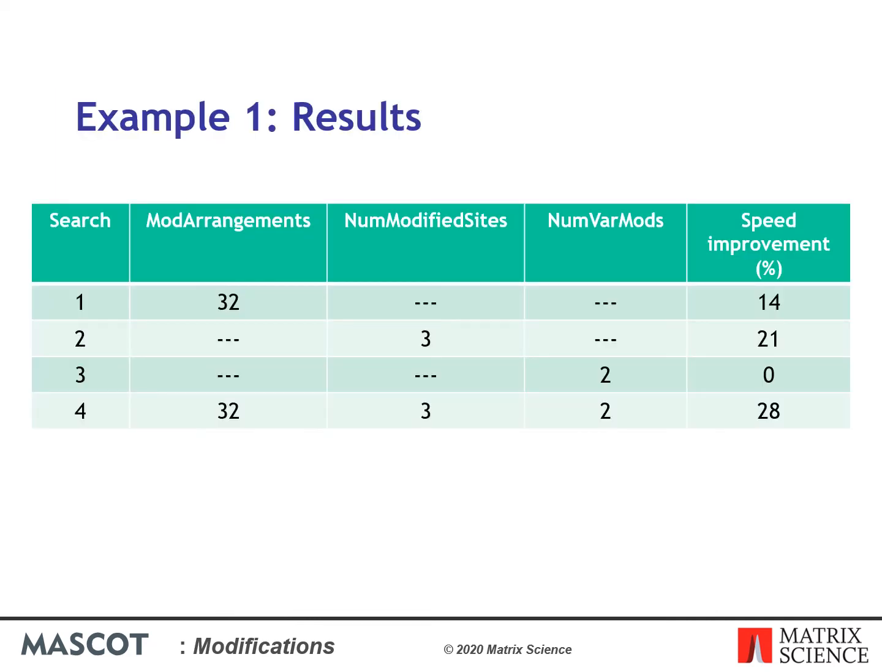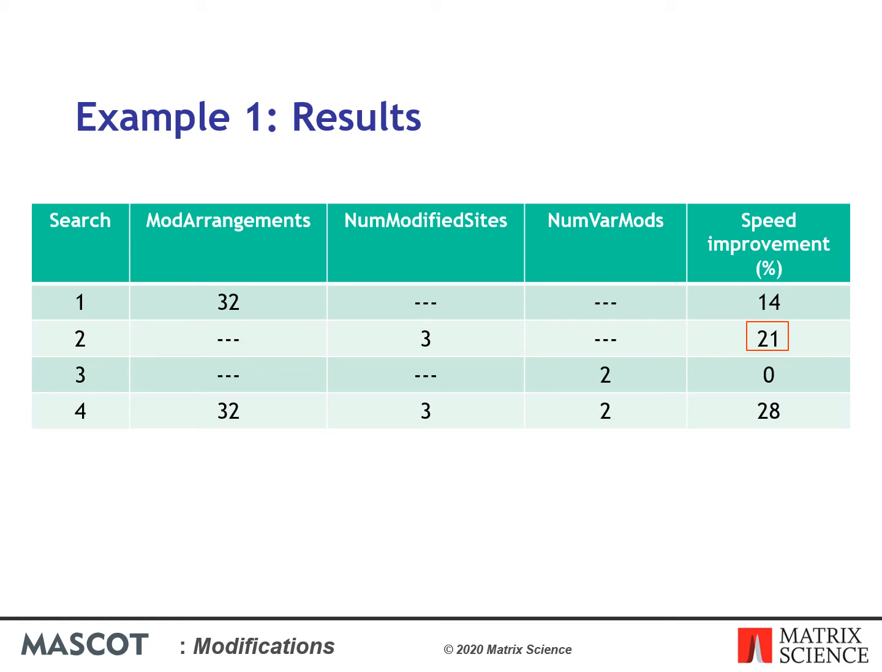We get very similar results from all the searches on both the standard first pass search and the error tolerant pass. Reducing the maximum number of modification arrangements tested to 32 gives us a 14% improvement in the search speed, while reducing the number of modified sites allowed to 3 gives us a 21% improvement.